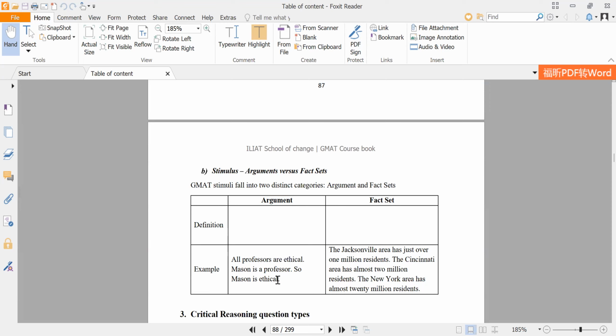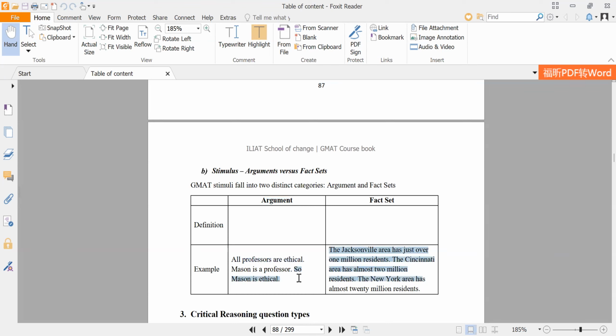So this is also another sort of opinion. Well, "Mason is a professor" is not an opinion. It is actually not sort of, it is a fact. You can determine whether Mason is a professor or not.